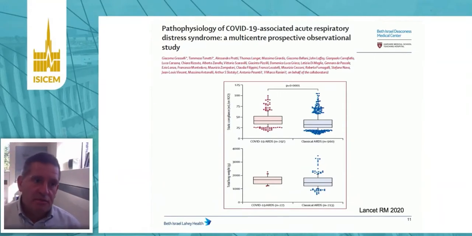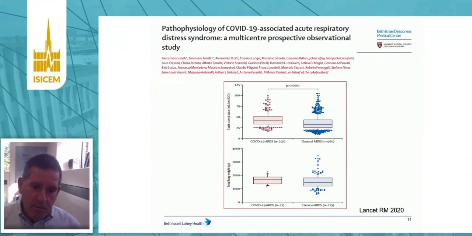This week in Lancet Respiratory Medicine, we saw a very large case series that came out of Italy, over 1,000 patients who had either COVID-19 or classical ARDS. And you can see on the top area of the graph, their COVID-19 patients seem to have a somewhat higher compliance than classical ARDS, but that difference, while statistically significant, again, I would argue is not clinically significant.